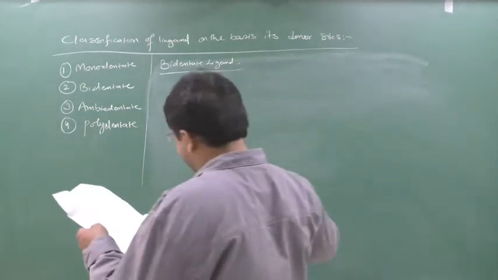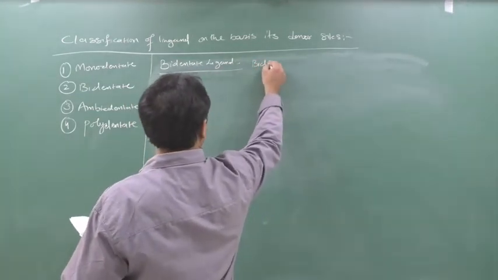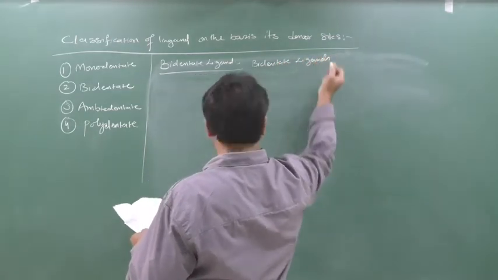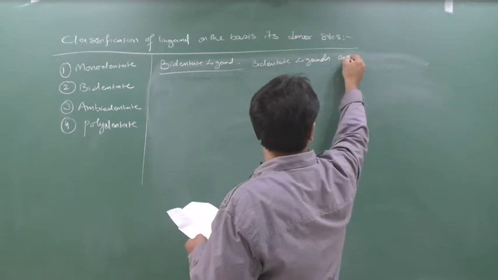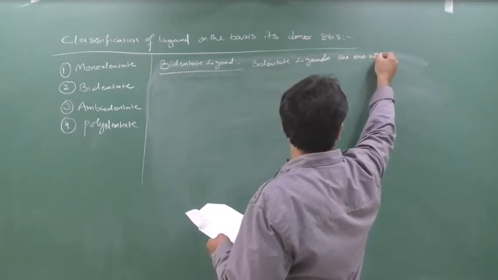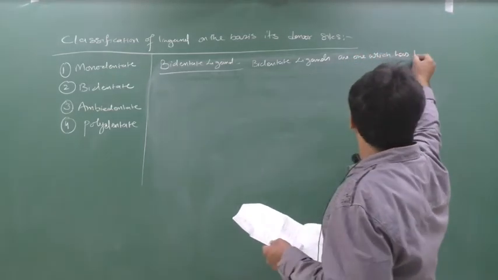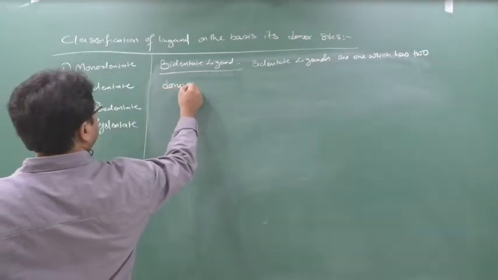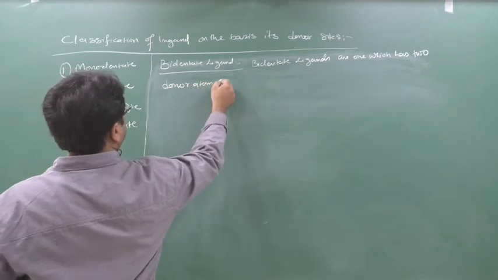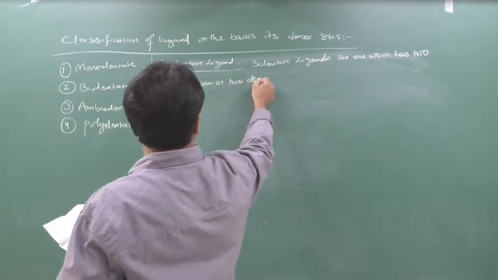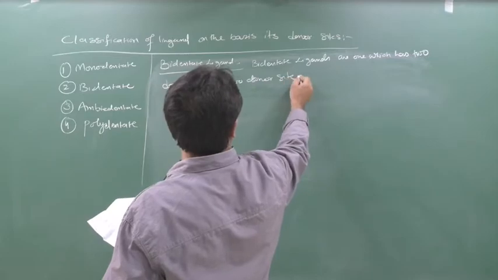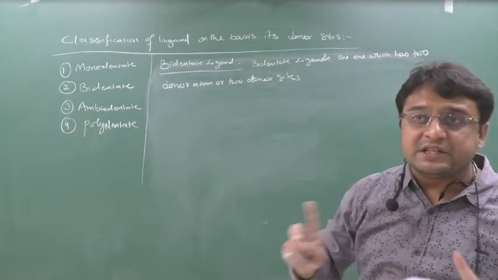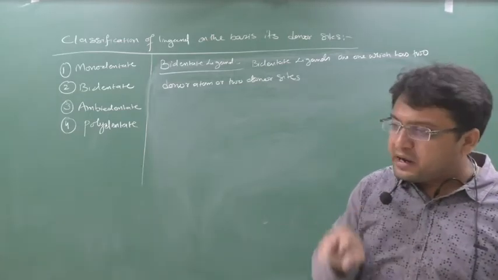Write down. Bidentate ligands are ones which have two donor atoms or sites, or two donor sites. See here, I am nowhere mentioning electrons. One that has two electrons does not become bidentate. You have to see the site, how many atoms in one ligand donate.